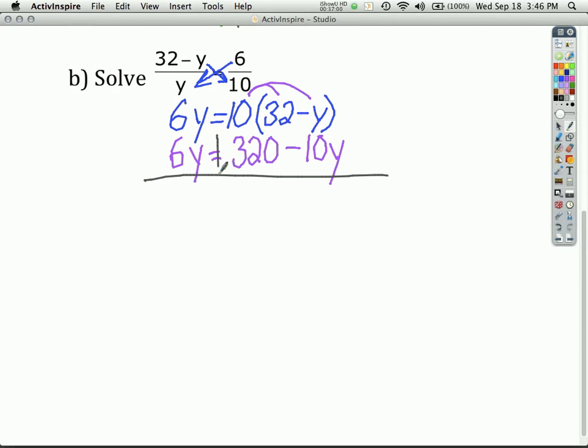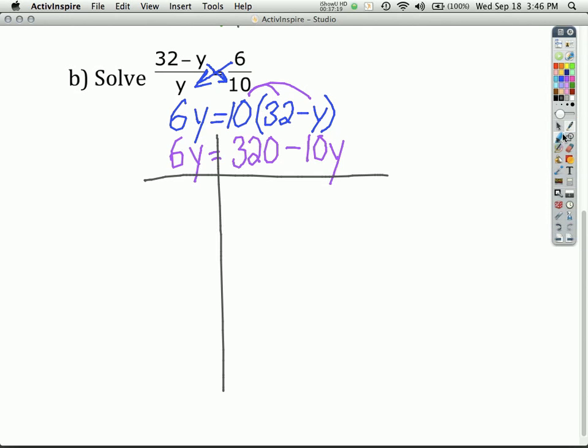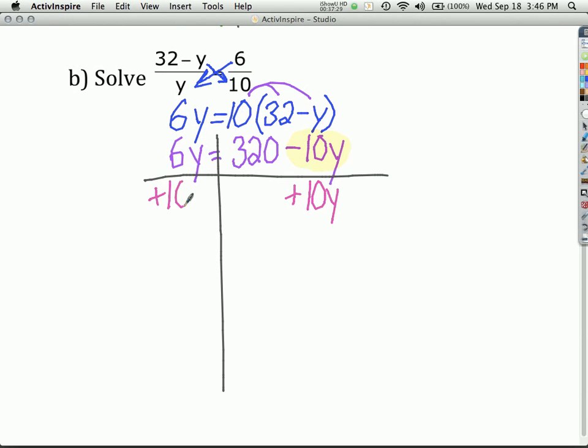Draw your T. Where should I start? 6 people know where to start. Same 6 or 7 people. Few other people. Extol? Add 10y each side. Good. So what he was going to say ahead of that was, you're going to start right here and do the inverse of it, which is add 10y to both sides. That was great. This will disappear. We get 16y equals 320.